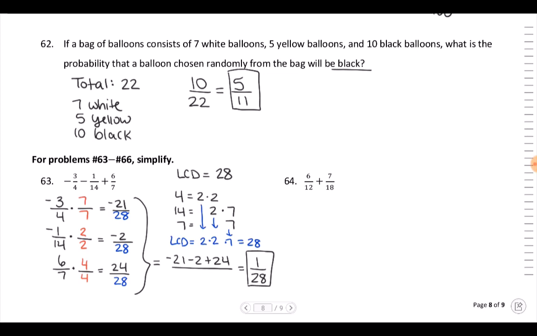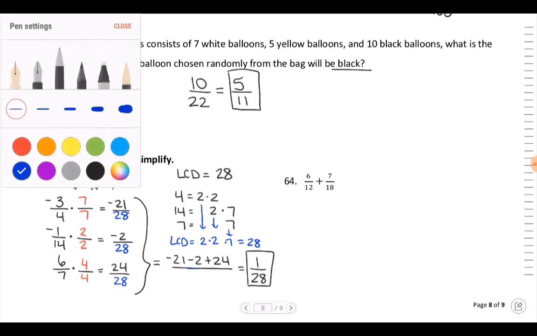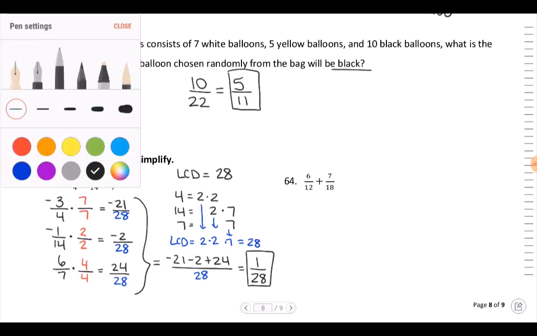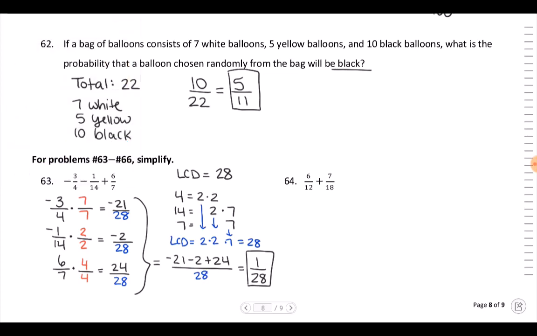Now, whenever you combine your numerators, you don't add the denominators. The denominators stay the same. Once you have the same denominator, you keep that over here.